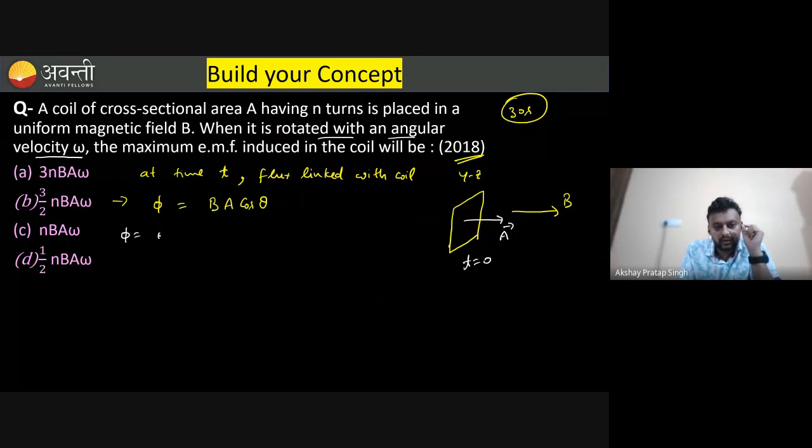Phi is equal to B. How many turns are there? You can say n turns are there, so you can multiply with the n turns. If I calculate total flux, A is the area, cos of how much angle it will rotate. It will rotate by some angle. I have already discussed, by some angle omega t.